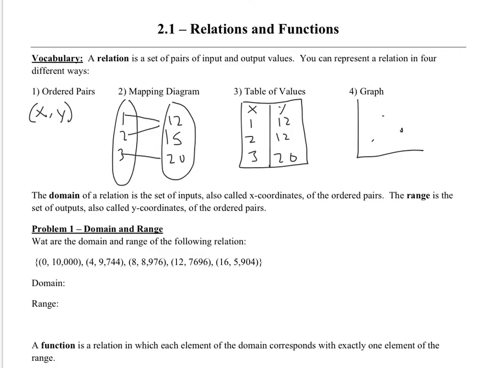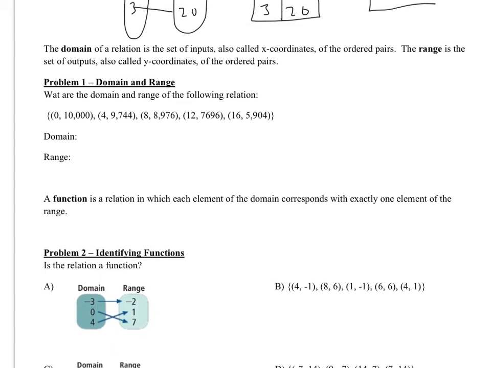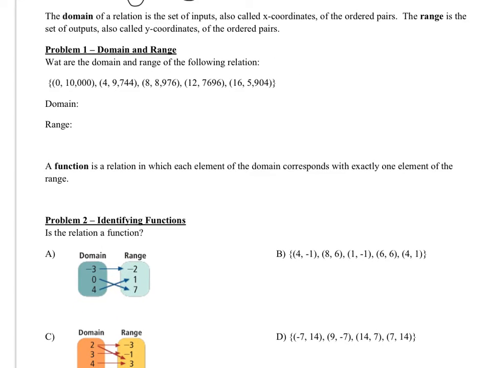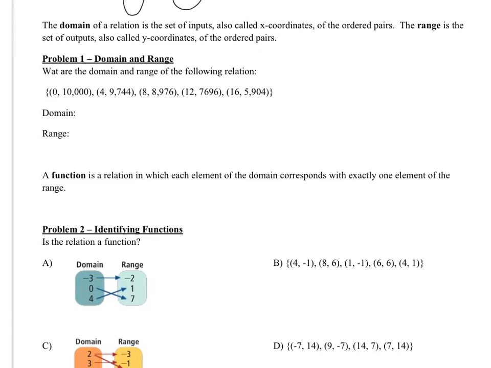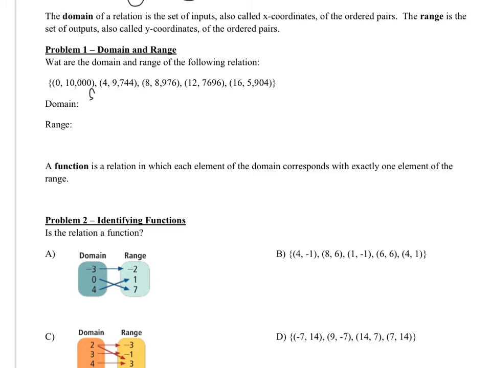Our domain is always our input, our x value. Our range is always our output, our y value. If I'm looking at this, when you're saying your domain, and they're just points, you can have a little birdie. I'm not very good at drawing them. But you should put them in numerical order. So I have 0, 4, 8, 12, and 16. Numerical order, and you do not want to repeat. If there were two 4s, I'm not going to write down two 4s.